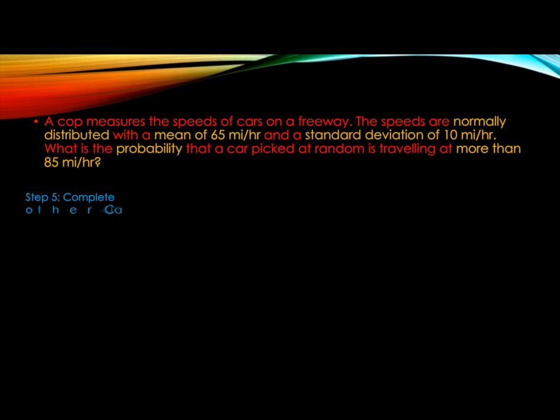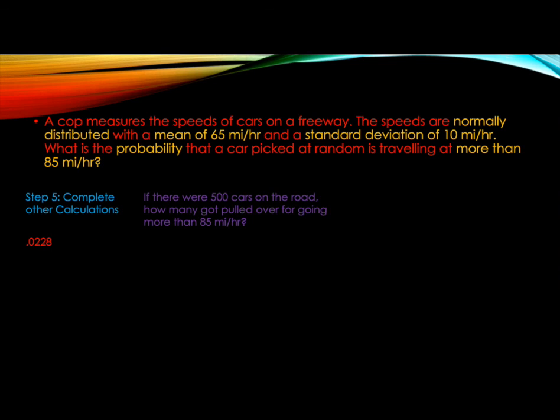Step 5. Complete other calculations. Sometimes the problem asks you to use the percent you got. For example, if the problem said, if there were 500 cars on the road, how many got pulled over for going more than 85 miles per hour? We would need to do an extra step. We take the decimal we got, which was 0.0228, and multiply that by the number of cars, in this case, 500. And we got approximately 11.